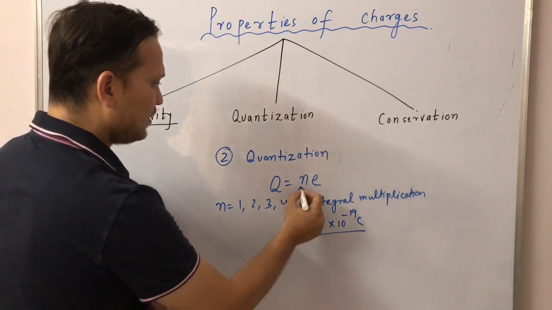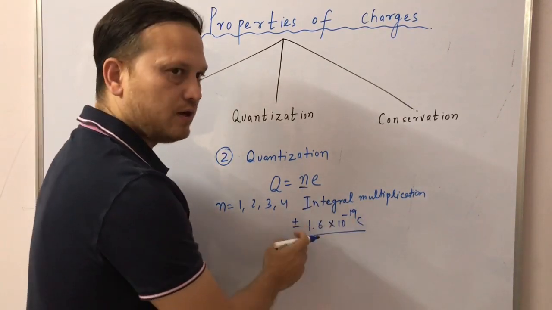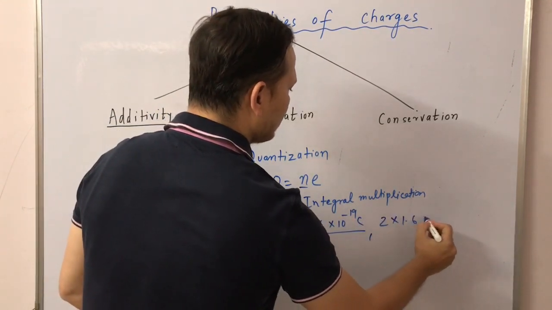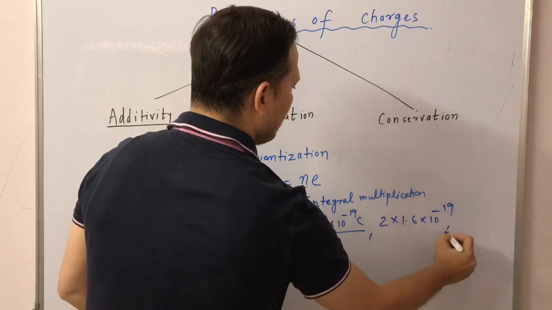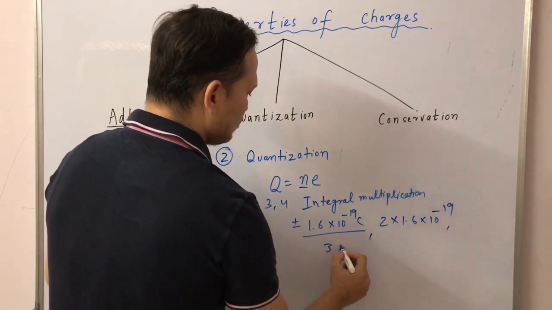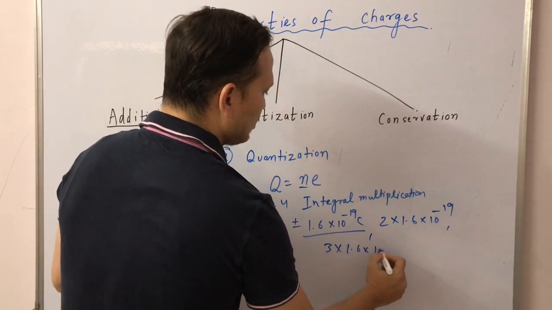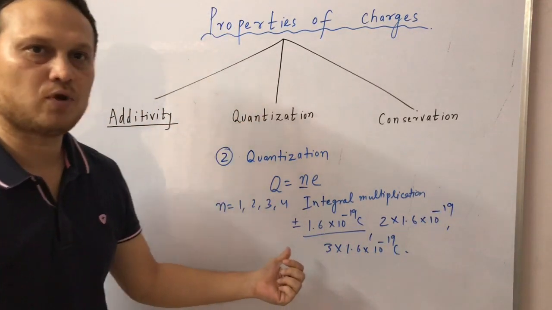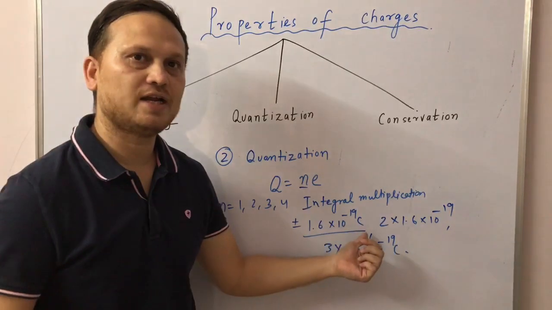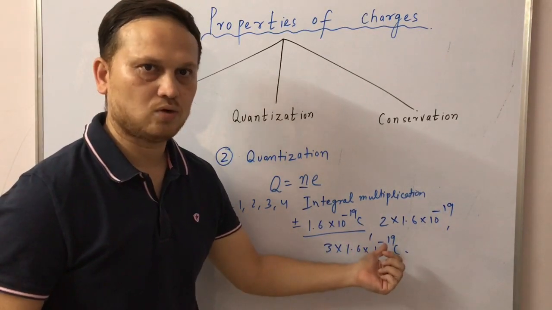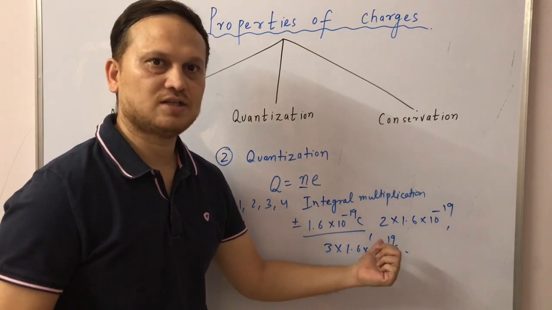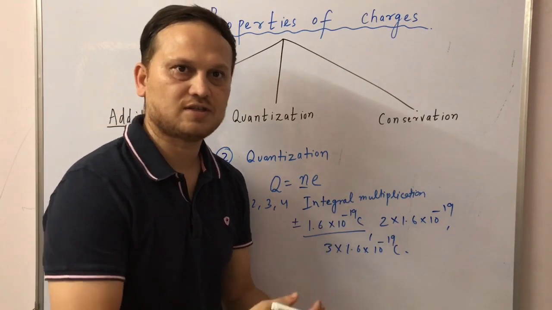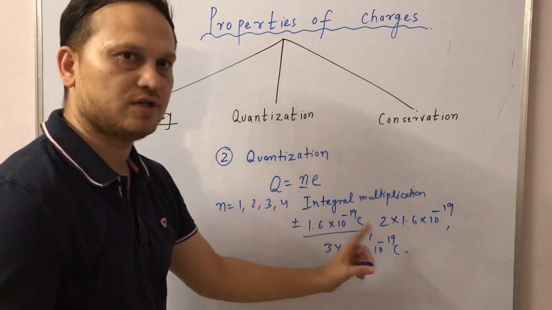So if the value is 1, that is 1 multiplied by this. If the value is 2, that is 2 multiplied by 1.6 into 10 to the power minus 19. And if we place 3, so 3 into 1.6 into 10 to the power minus 19 coulomb, and so on. So the minimum value is 1.6 into 10 to the power minus 19 coulomb. That is the minimum amount. From this, the value of charges cannot be below this. That is not possible. The minimum value is this only.